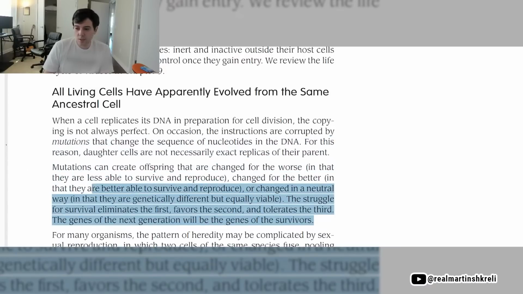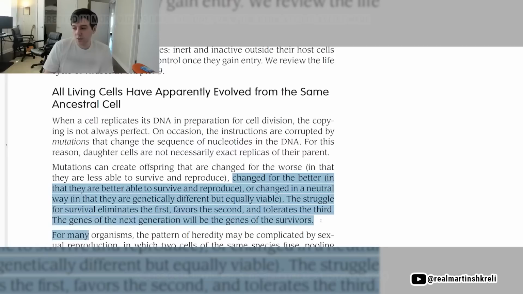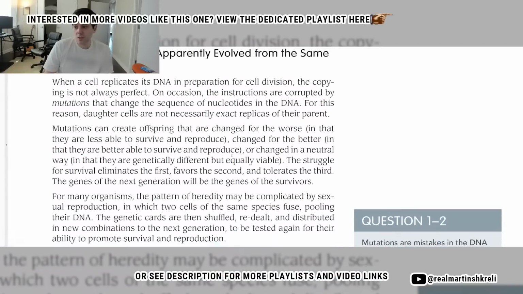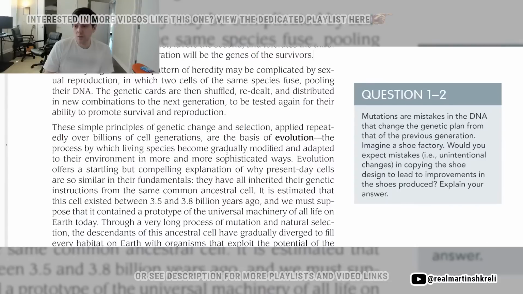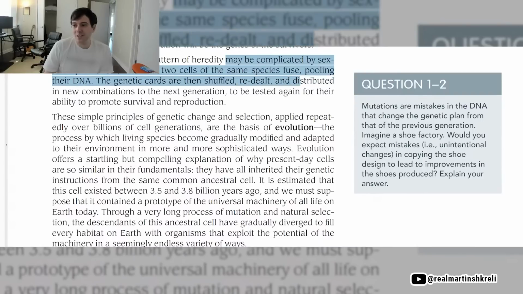So anyway, I'd encourage you to think about this a little bit, that it seems to be that most mutations are actually ones that change you for the worse. Having said that, the only ones that really carry on over long periods of time are the ones that change you for the better. So it's a very interesting sort of concept. For many organisms, the pattern of heredity may be complicated by sexual reproduction, in which two cells of the same species fuse, pooling their DNA. The genetic cards are then shuffled, redealt, and distributed in new combinations to the next generation, to be tested again for their ability to promote survival and reproduction.